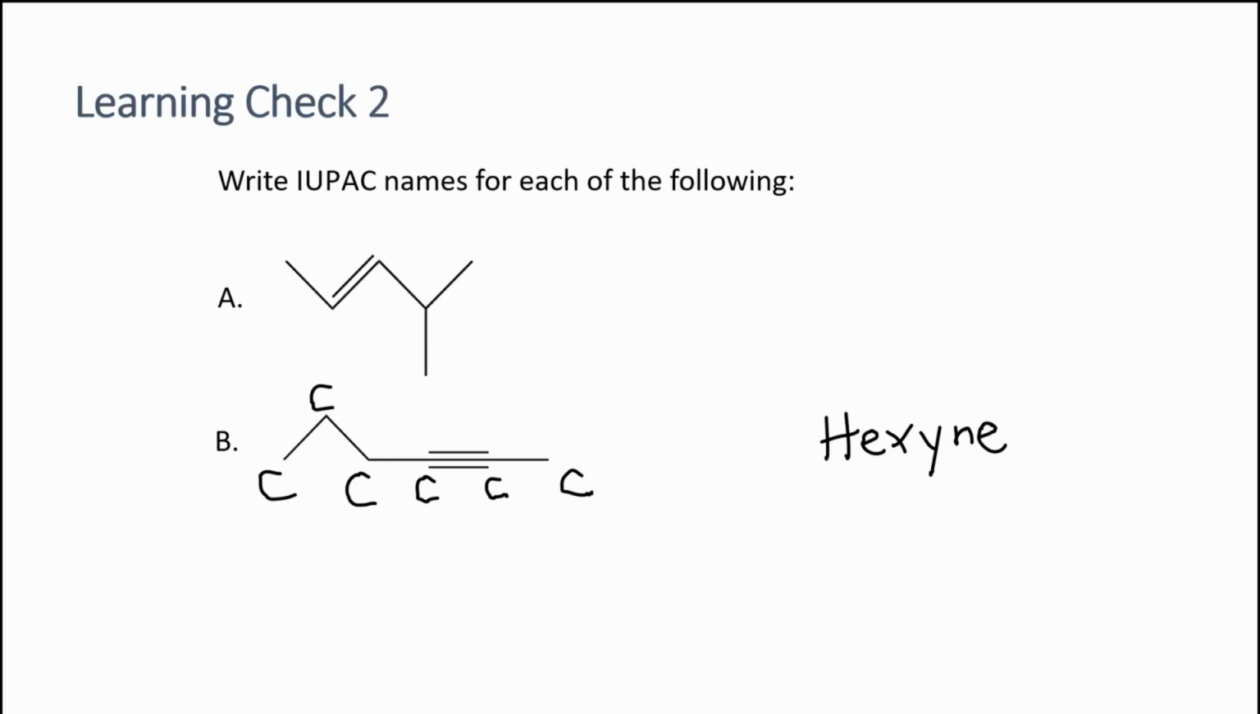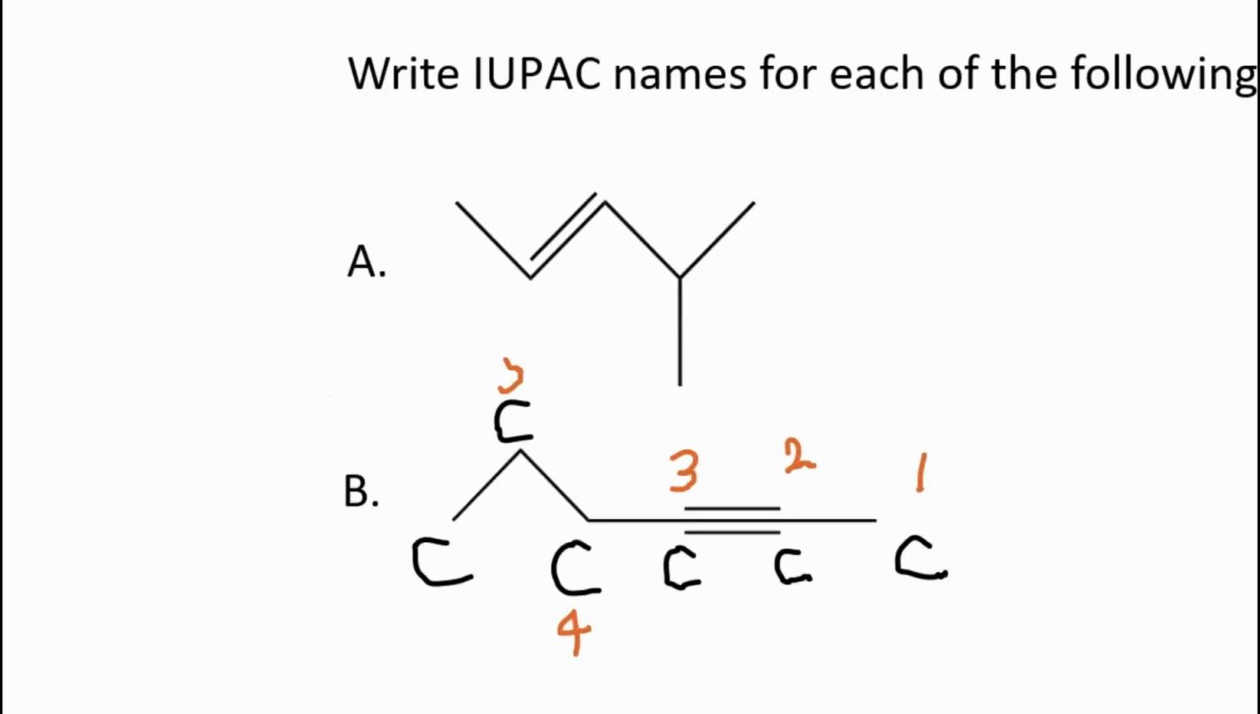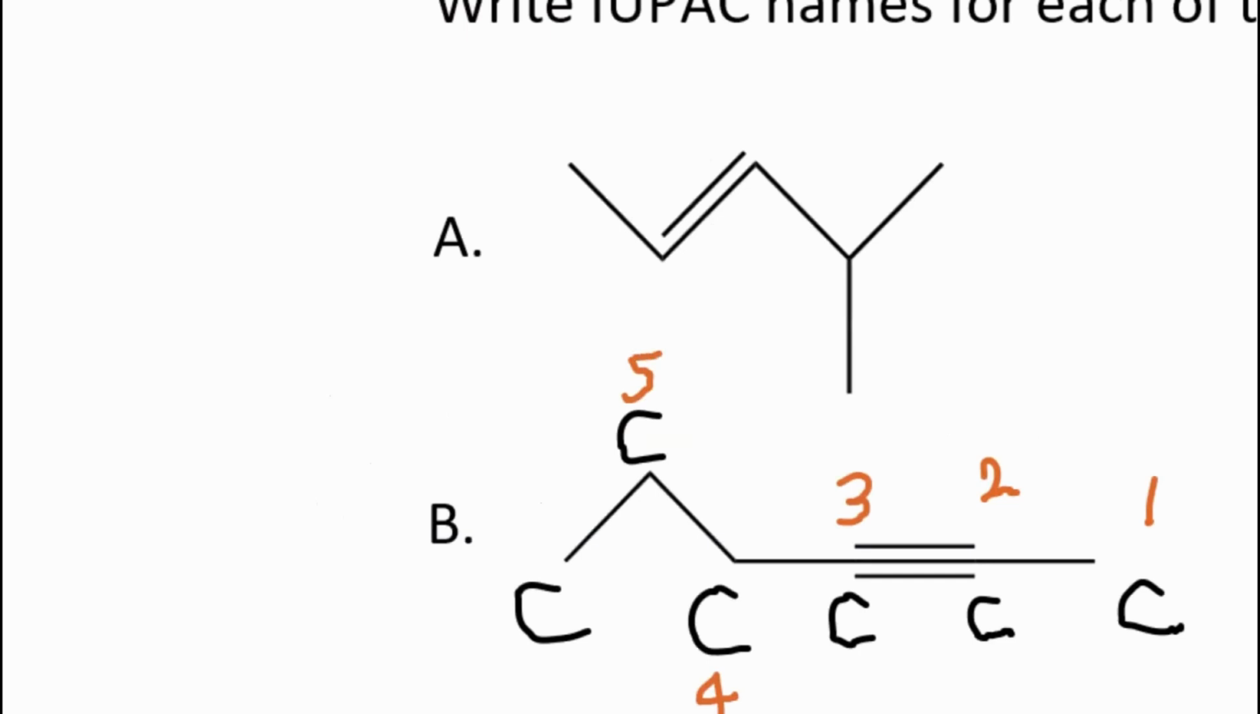Now, don't forget to put the number in front of the name. The number has to be the carbon atom containing the triple bond, and that has to be the lowest possible number. So I will get the lowest possible number if I start numbering from this end. 1, 2, 3, 4, 5, and 6.